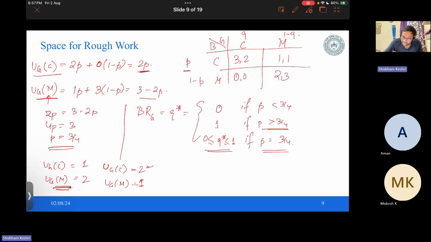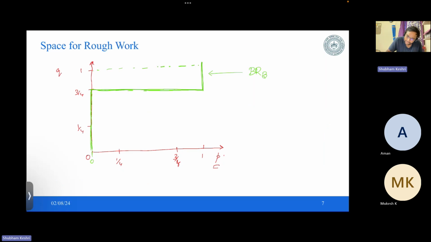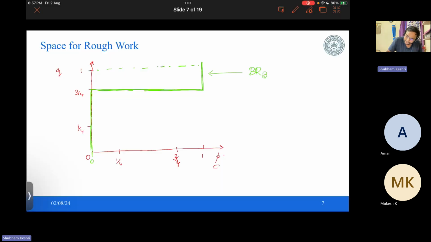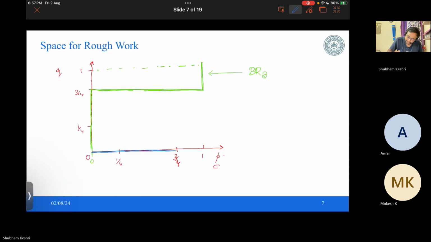Now we can just plot this again. When P is less than 3 by 4, Q is 0. When P is greater than 3 by 4, Q is 1. So this is 3 by 4.